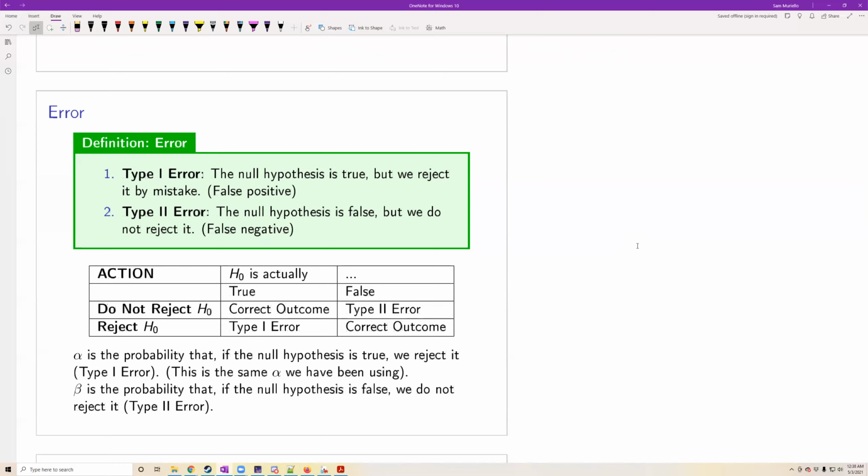Sometimes one of these is worse than the other. It all depends on the scenario. The way that I was taught to remember this was to think about Jesus.